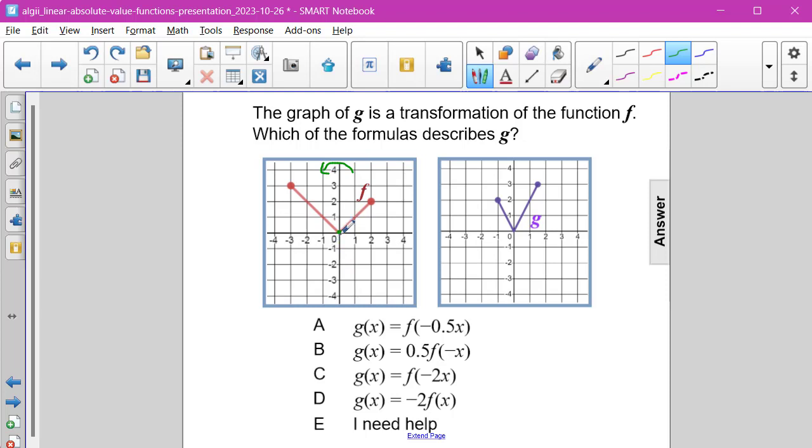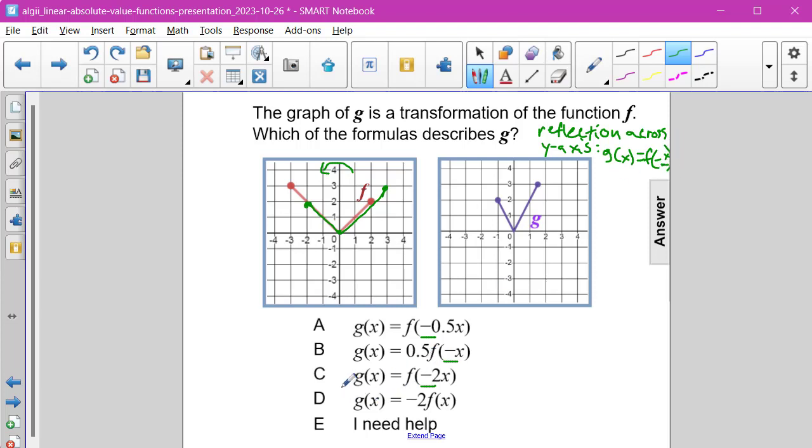So I'm going to draw out this middle step in green. So here's our middle function from f, and then we have this function in between, and then we go to g. So this reflection across the y-axis tells us that we need to have a negative inside of the parentheses. So the reflection across the y-axis means that g of x is going to equal f of negative something and then an x after it.